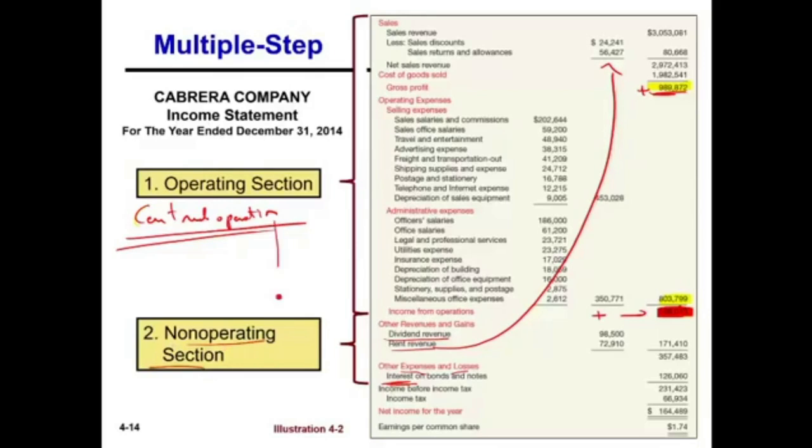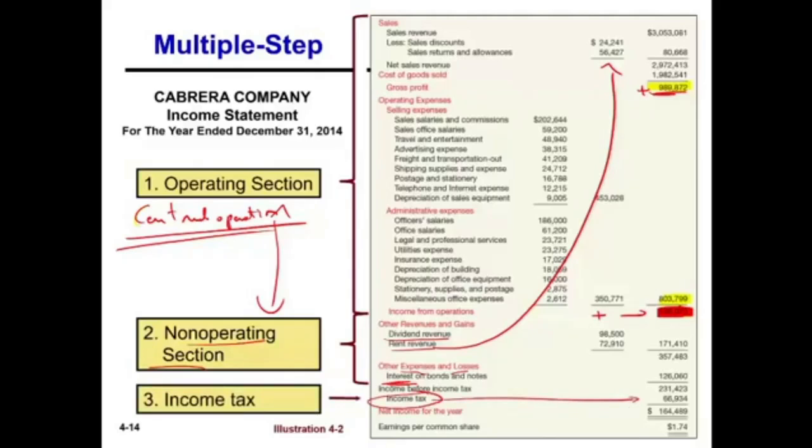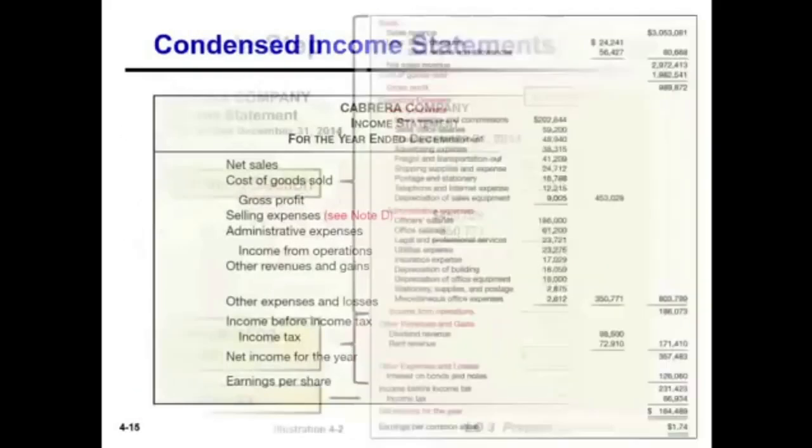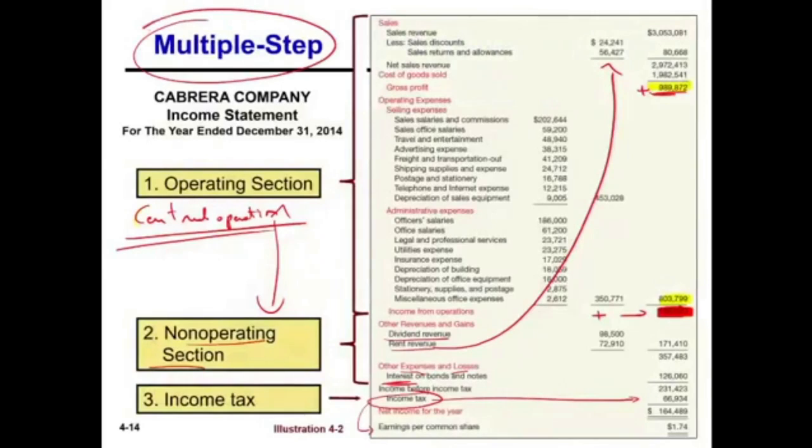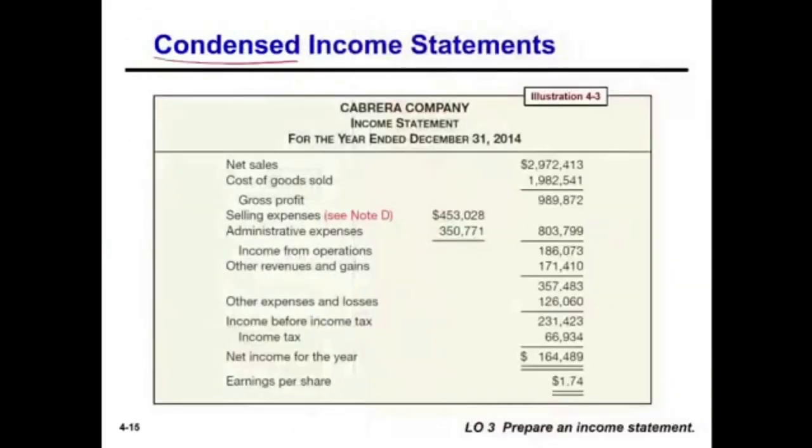You keep those two sections separately because you want the investors, you want the creditors to know how well you are doing from running your business. Also, you would list your income tax separately, so investors will judge how well you are managing your tax bill. Then at the end, you would have something called earnings per share. Earnings per share will be covered later on in this chapter. I'm not going to go over earnings per share right now. Okay. This is the multiple step income statement. This is the condensed income statement. Condensed, or it's called single step.